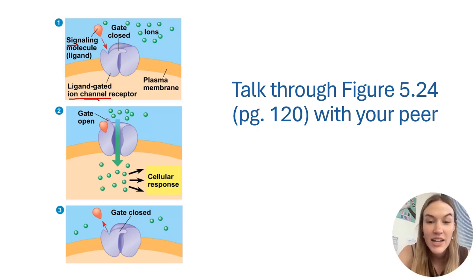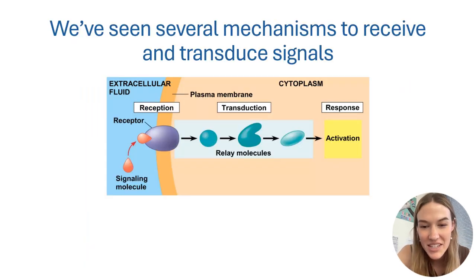Whatever that signal is, I don't know, but that is what they're going to be doing. So the ligand-gated ion channel allows ions to move in. They will diffuse throughout the cell and then trigger some sort of cellular response. Okay, so we have seen several mechanisms now for how a signaling molecule can get to a receptor, right?